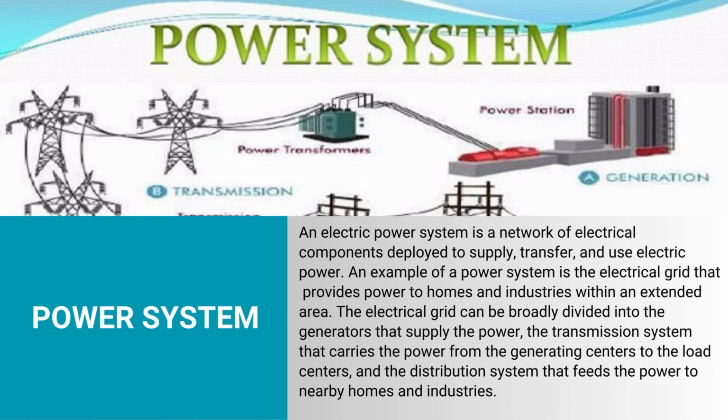The electrical grid can be broadly divided into the generators that supply the power, the transmission system that carries the power from the generating centers to the load centers, and the distribution system that feeds the power to nearby homes and industries. Smaller power systems are also found in industry, hospitals, commercial buildings and homes. A single line diagram helps to represent the whole system.